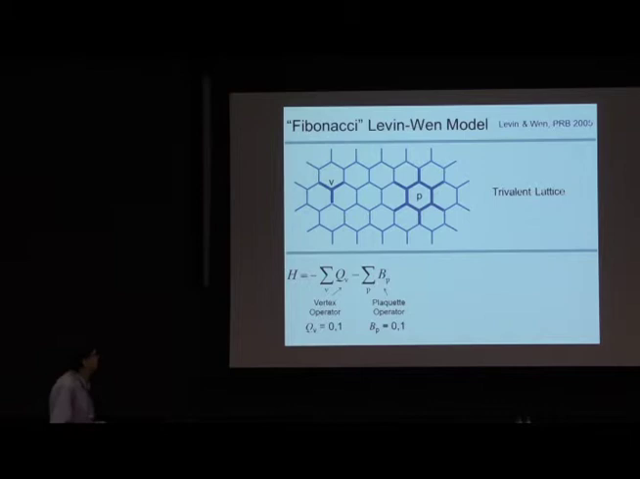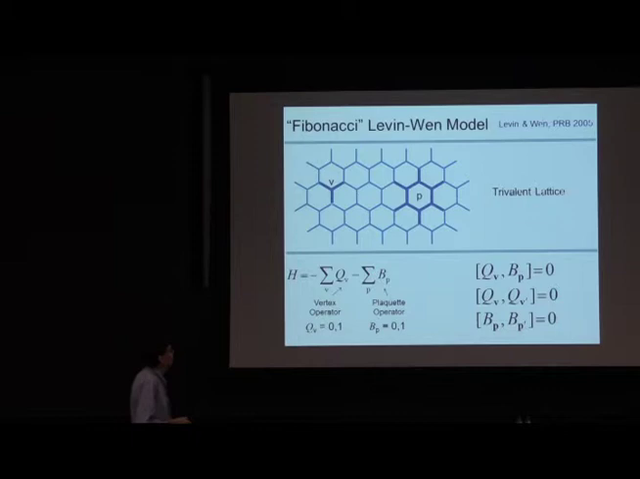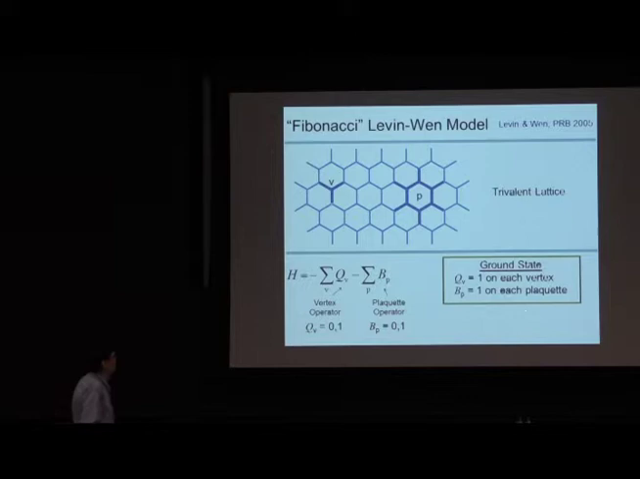But they have nice properties. They all commute with each other. They're projection operators. They all commute with each other, so it's easy to solve the model to find the ground state. The ground state will just be the state which is a simultaneous eigenstate of all the QVs and BPs with eigenvalues 1. So the ground state has QV equals 1 on each vertex and BP equals 1 on each plaquette.